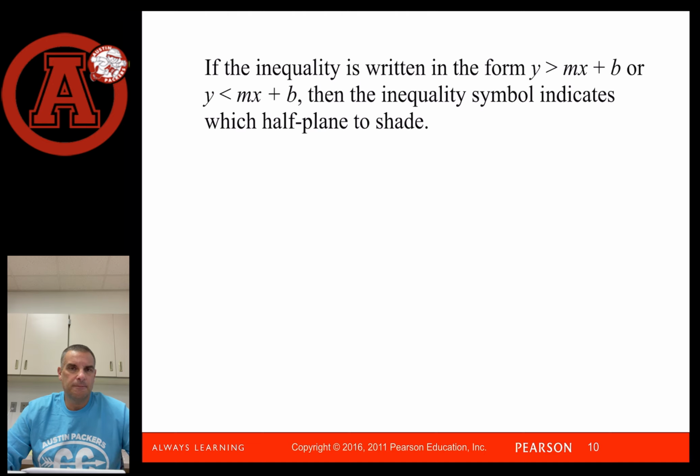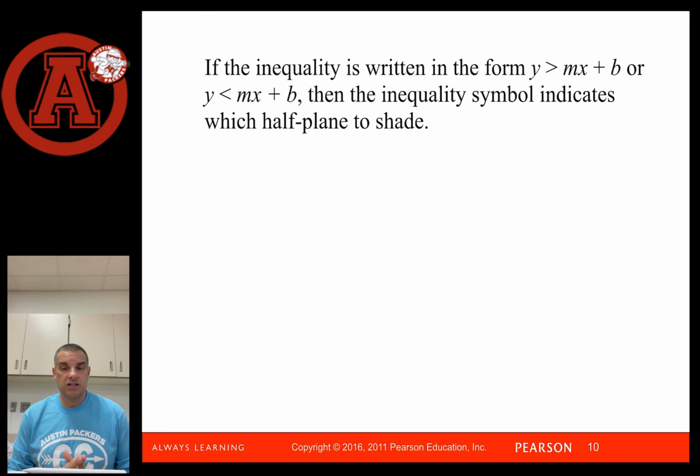And here's just a general rule. You don't always have to use test points, but you have to be careful with this. In order to not use test points, it has to be in slope-intercept form. If you do the way they did it, you have to use a test point. If you did the way I did it, you don't necessarily have to use that test point.